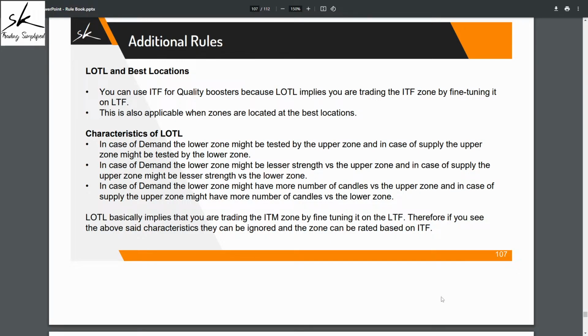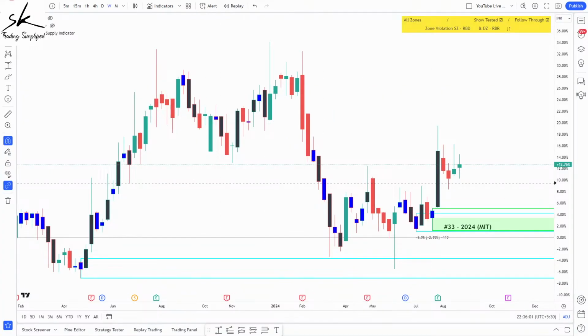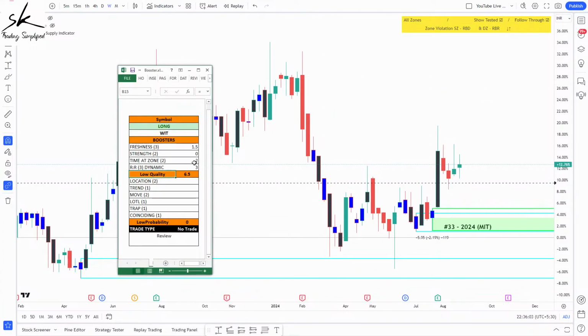Now, very important, whenever you are rating the zone from the intermediate time frame, the boosters which already have the highest score, you don't have to touch them. The ones which do not have the highest score, we'll check, can we upgrade the scoring for these.